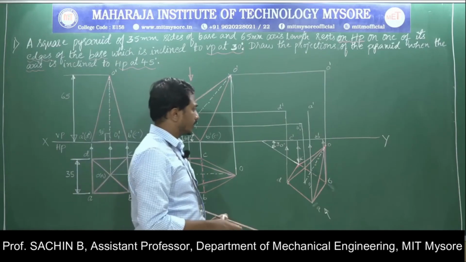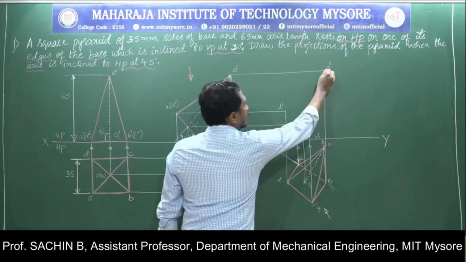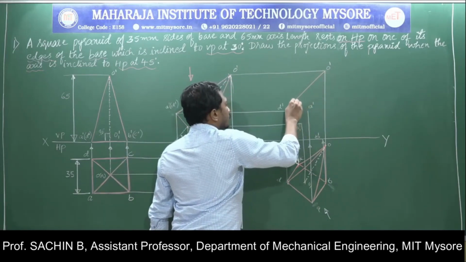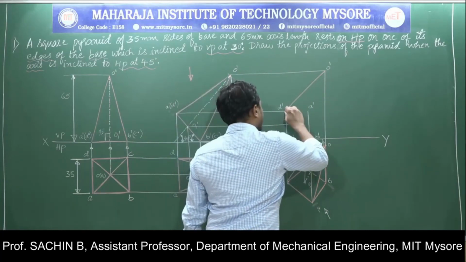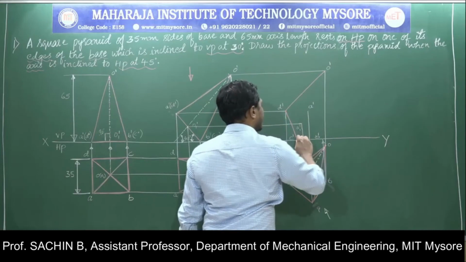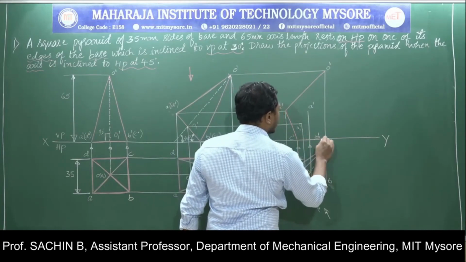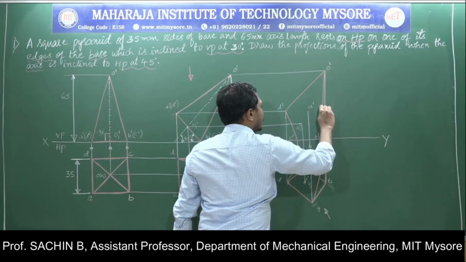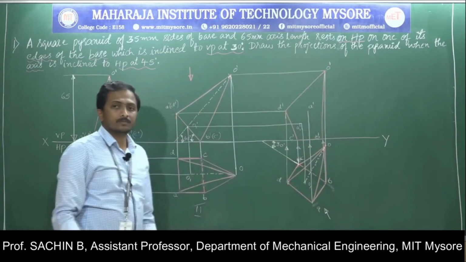Next we should go for applying the visible and invisible concept. The first concept is outermost edges are visible. I am going to start from O dash. O dash to D dash, D dash to C dash, again C dash to B dash, again from there to O dash. This is the first concept, outermost edges, finished.